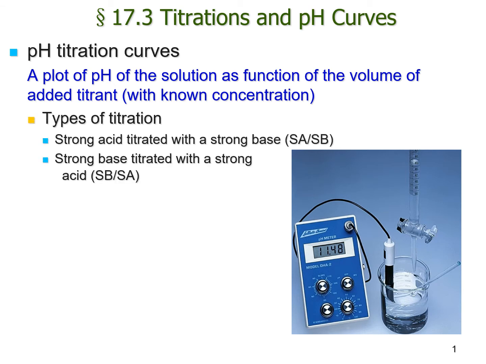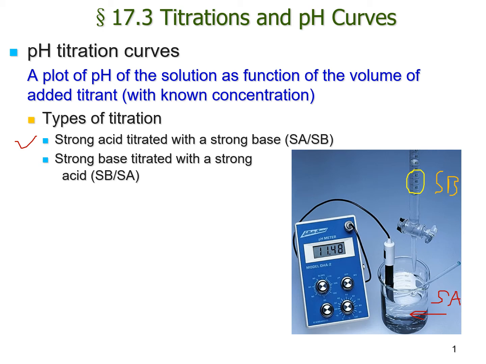So speaking of types of titrations, we can have a strong acid titrated with a strong base, or a strong base titrated by a strong acid. Here I'd like to clarify which one is the analyte and which one is the titrant. The one in the burette is what we call the titrant, and the one in the beaker is what we call the analyte. So if we have a strong acid titrated with a strong base, for this particular example, the strong acid will be here, and the titrant would be the strong base.